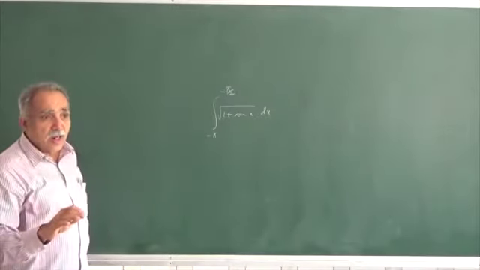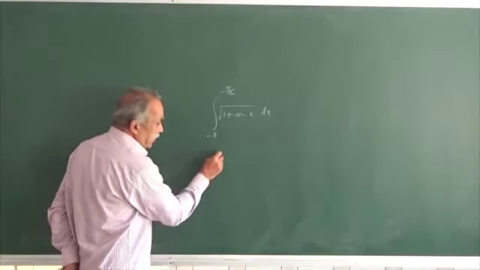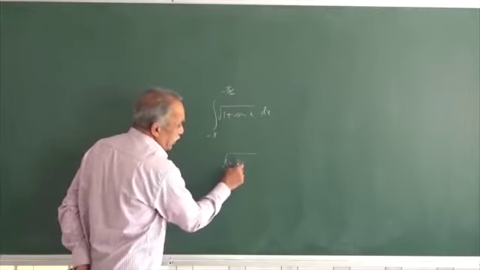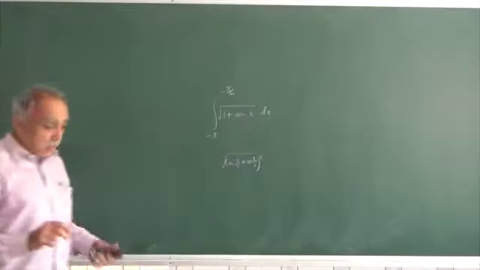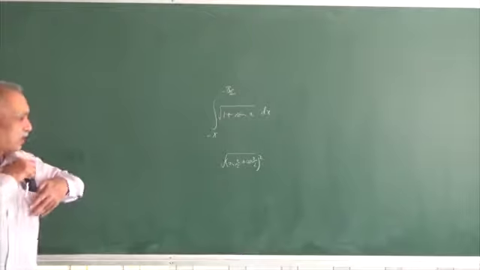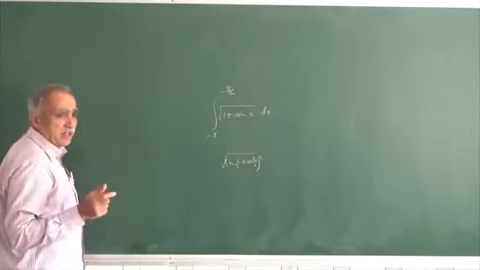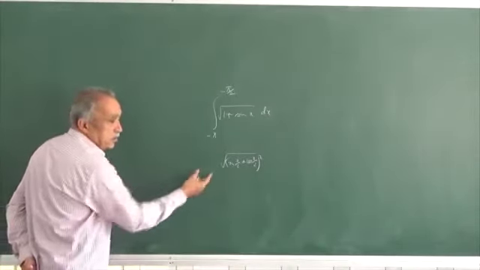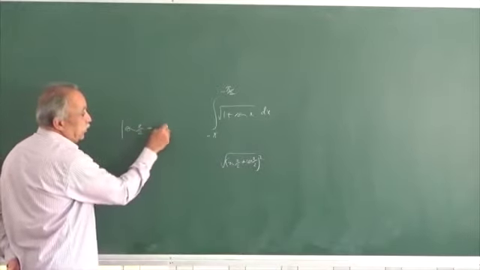First stage went smoothly. We got the integrand as root of (sin x by 2 plus cos x by 2) whole square. Up to this step it's perfectly okay. Then afterwards some sort of confusion took place with me. Actually I could have easily avoided it had I noticed that this is nothing but mod of sin x by 2 plus cos x by 2.